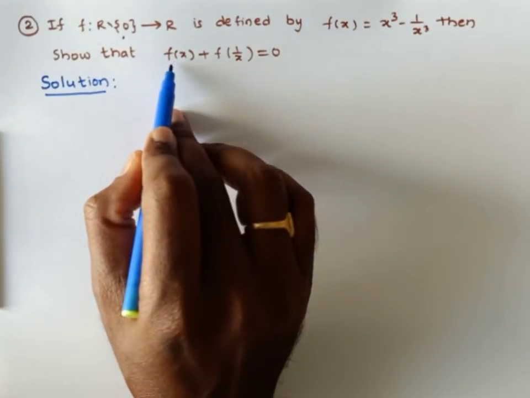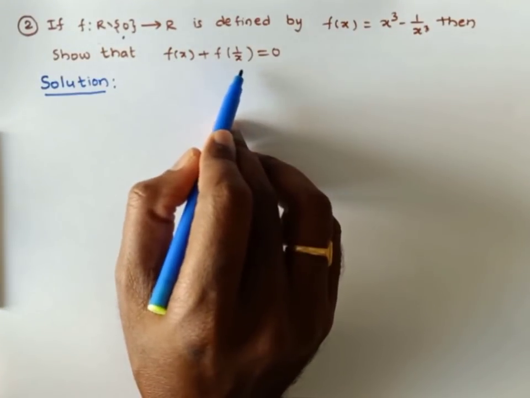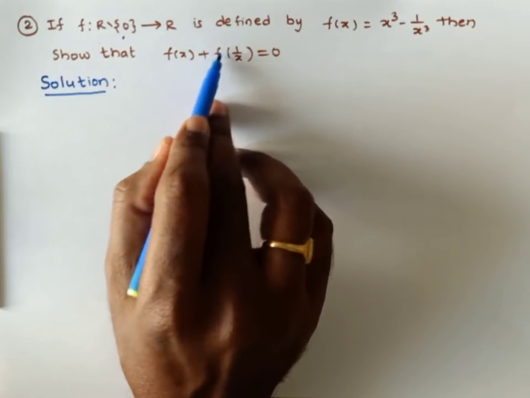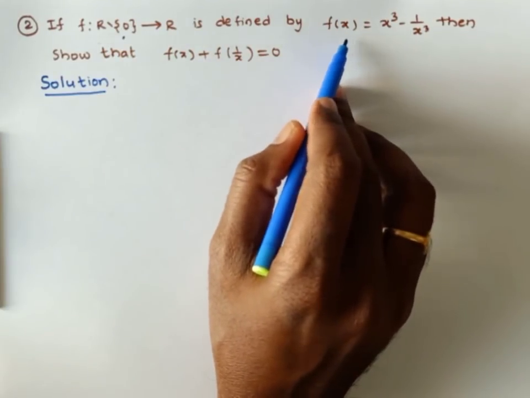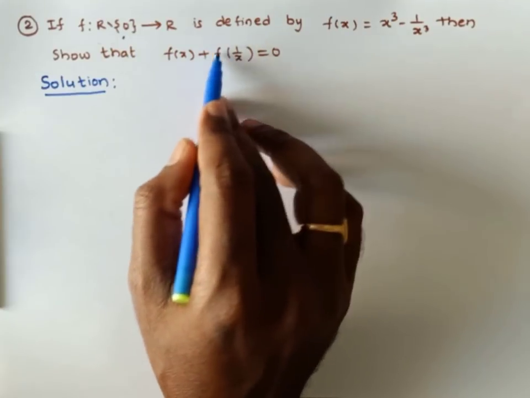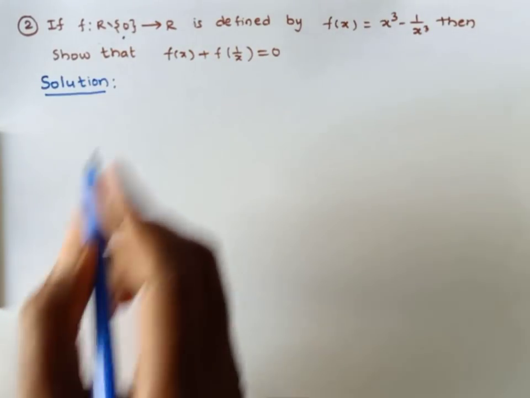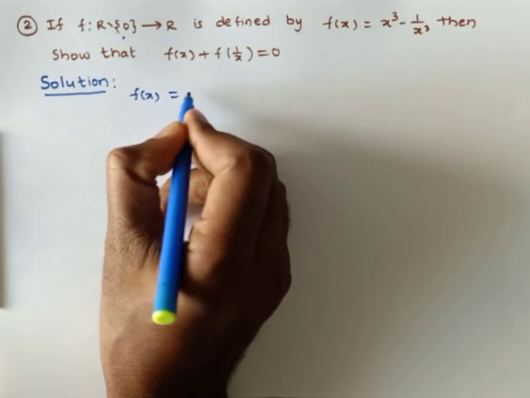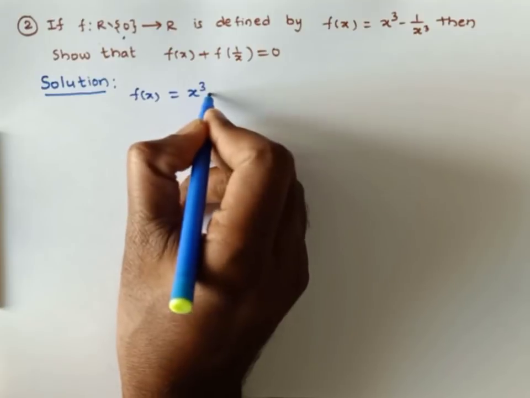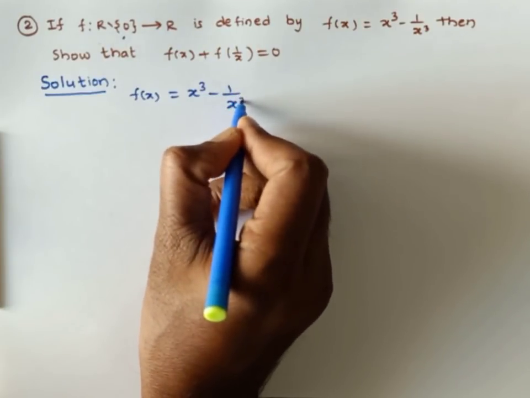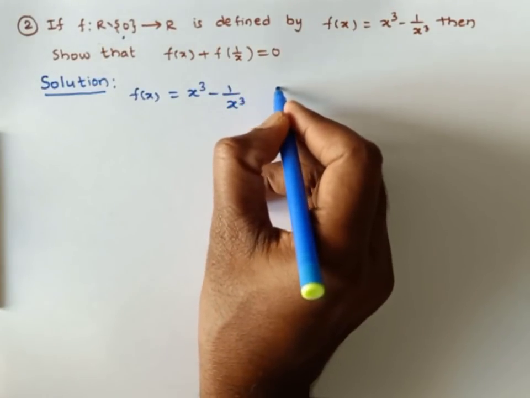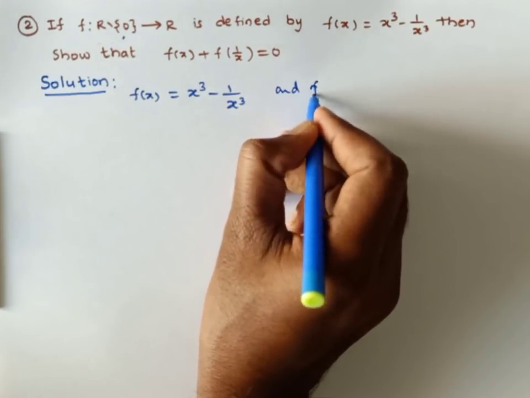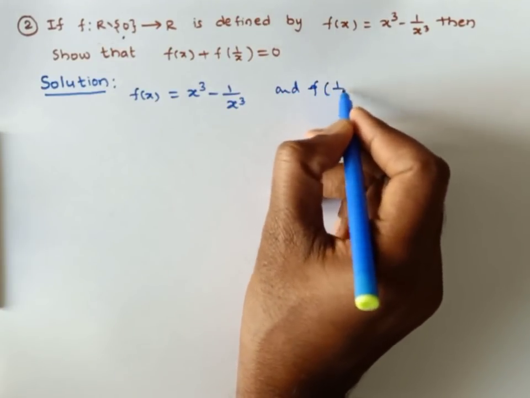But we have only one function, that is f of x. What about f of 1 by x? So we will get this function by replacing x with 1 by x. So first of all find out the function f of 1 by x. Now here what is given? The given function is f of x is x cube minus 1 by x cube. Right? Now you need to find another function, that is f of 1 by x.